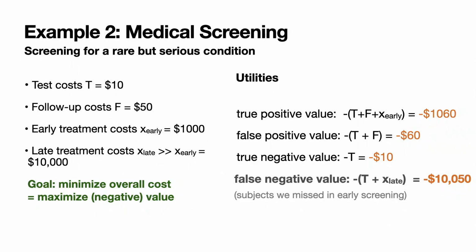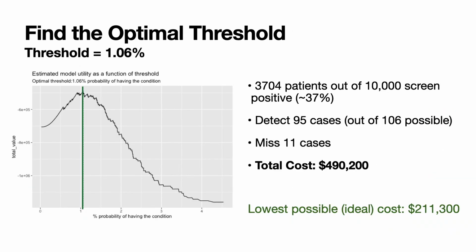So this is an example of a problem where all the utilities are negative, but we still want to maximize value by minimizing costs. In this situation, the optimal threshold would be to follow up with everyone with more than a 1.06% probability of having the disease. This comes to 37% of the population. The good news is that this screening finds 95 of the 106 people in the population with the condition. The bad news is that it misses 11 of them.